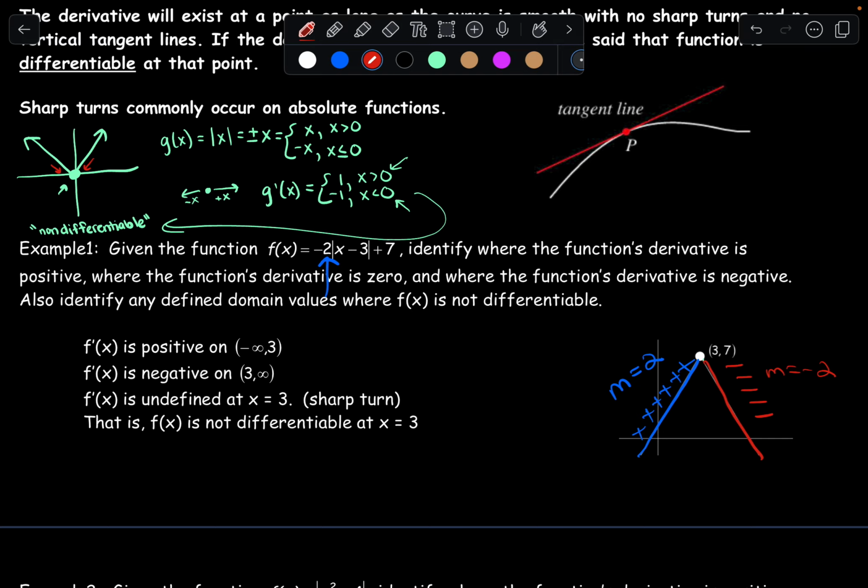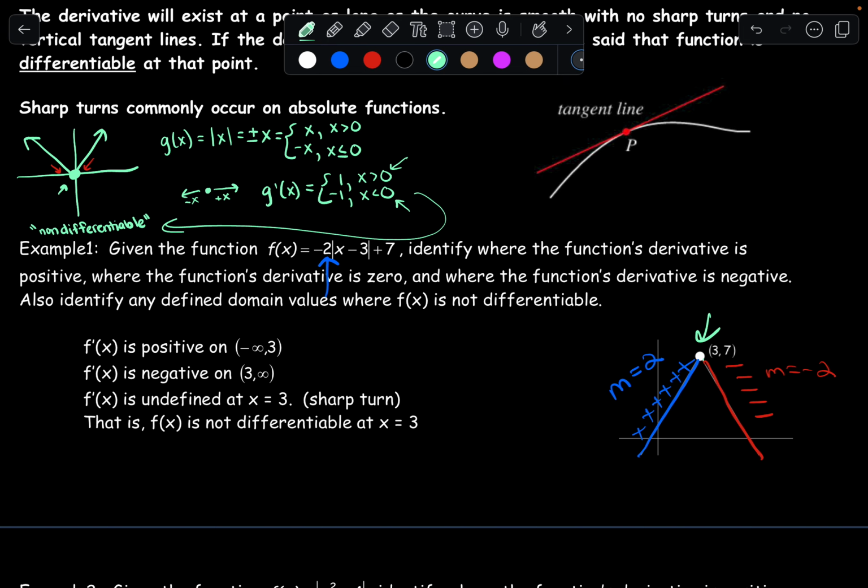Due to it being non-differentiable at x equals 3, you cannot include it with either of those domains. It doesn't fit the realm of, oh, we can include it or not include it, all right? So it is undefined. F prime of x is undefined at x equals 3.